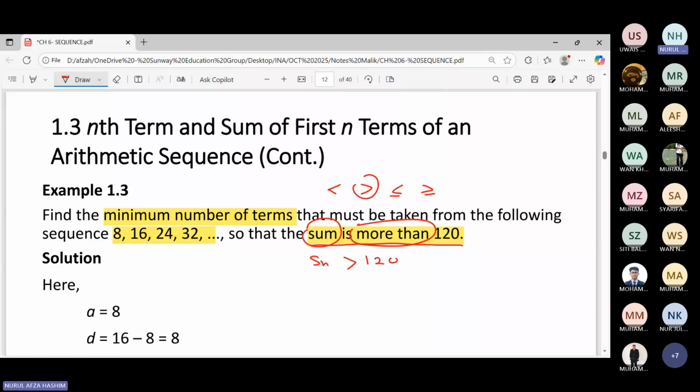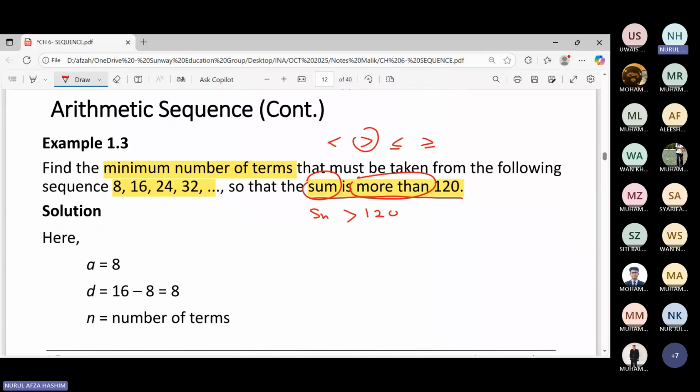That is the statement. After you have the statement, you know the formula, right? Double check first. Because they only give you a sequence, you need to check: is it arithmetic or geometric? So 8 to become 16, you plus 8. 16 plus 8 gives 24. Plus 8, you get 32. So you know this is arithmetic because you are adding the same number.